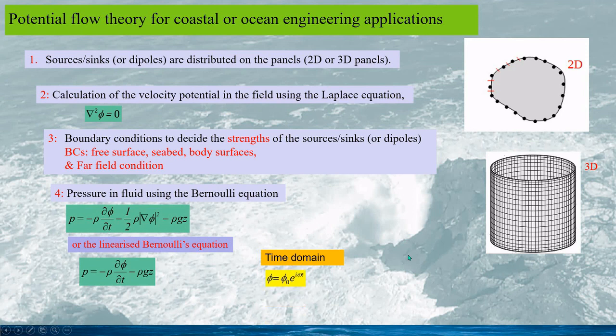Now, we can compare the parameters in the time domain and the frequency domain. Suppose in the time domain, the potential function is given by this, and its corresponding differentiation with regard to time is given by this. In the frequency domain, the potential can be simply given by the amplitude of the potential function, phi zero, and its differentiation with regard to time is simply given by i omega phi zero.